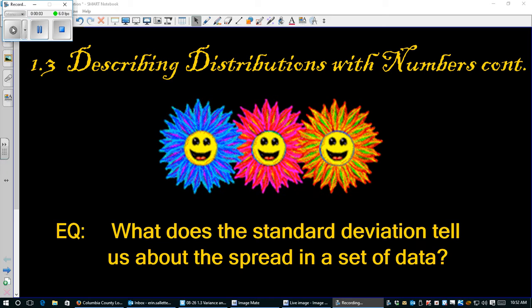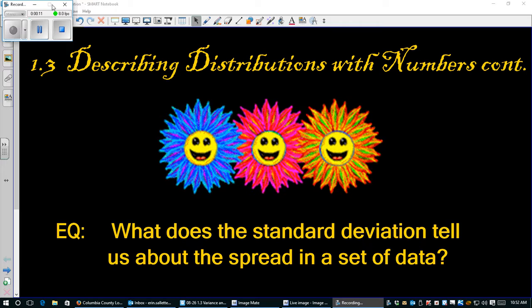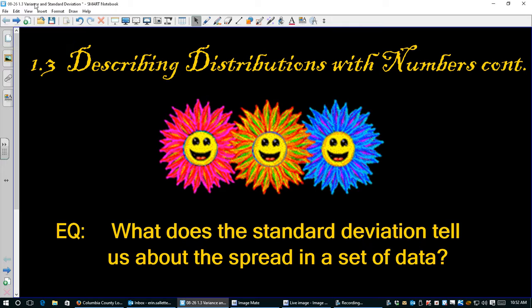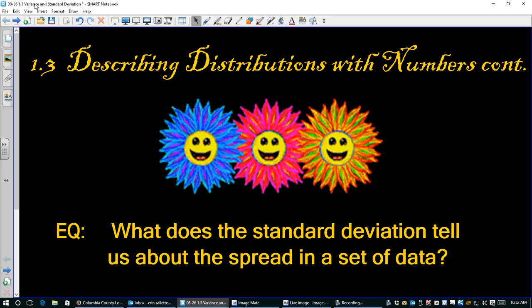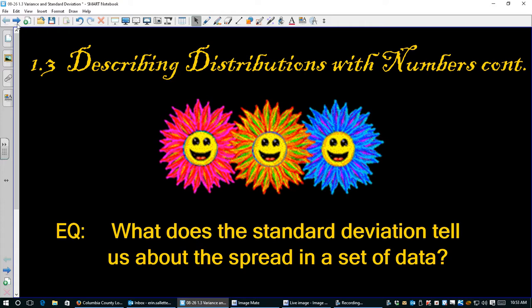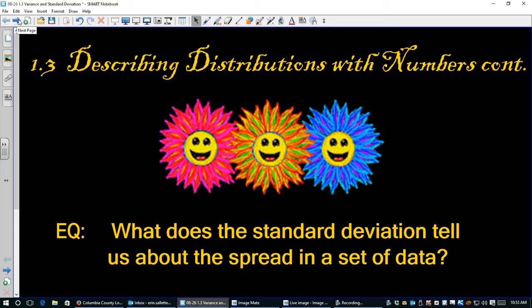Okay, here we are in our second video and our last video for section 1.3, describing distribution with numbers. What does the standard deviation tell us about the spread in a set of data? So we've talked about different measures of center, and now we're going to talk about a particular measure of spread that we haven't really gone over. You've seen it before, but we will discuss it further here.